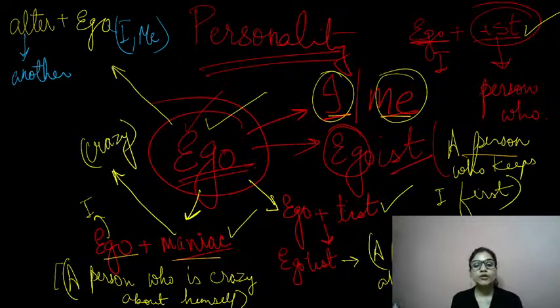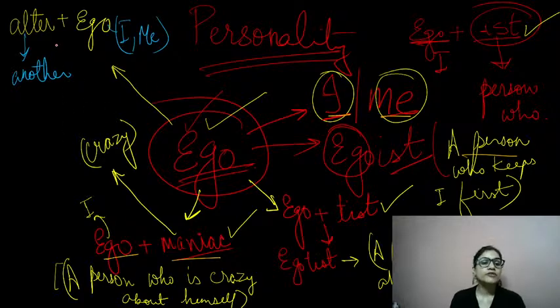So ego plus IST is a person who always keeps himself first. Egotist is a person who always boasts about himself. Egomaniac: maniac is somebody who's crazy, somebody who's insane, right? So an egomaniac is a person who's crazy about himself, who feels everything should be according to him. It seems like the person is so obsessed with himself that he feels the entire universe is there because of him. It's like it's all around him, right?